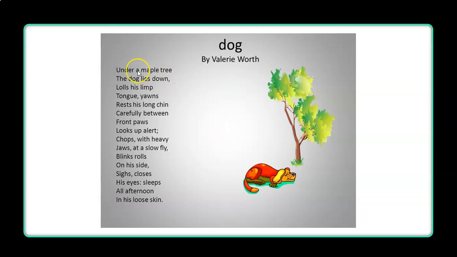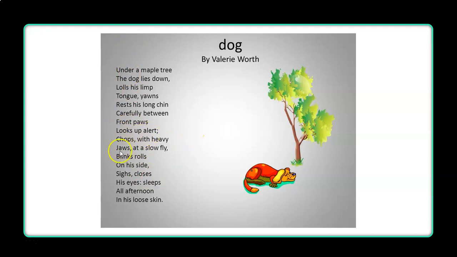Okay, now we're going to read it a third time and we're going to identify how many lines it has. So how many lines does it have in total? Remember, 1, 2, So how many lines did you get? There's a total of 16 lines, right? How many stanzas? There's just one big stanza. Good. How about line breaks?